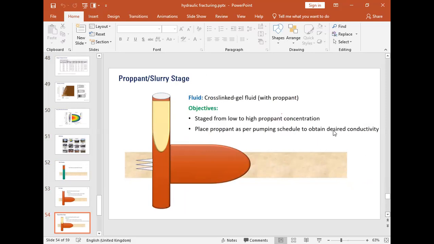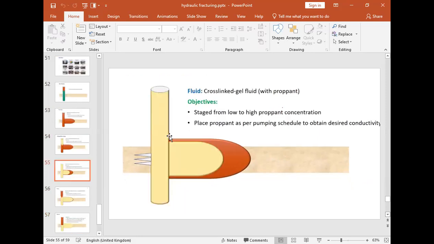So we start with the pad where the fluid is injected. After the fluid is injected according to the pumping schedule to the level where it is desired, we now go to the next stage, which is our slurry stage, and we start pumping according to our pumping schedule, increasing the concentration of the proppant as defined by our pumping schedule.